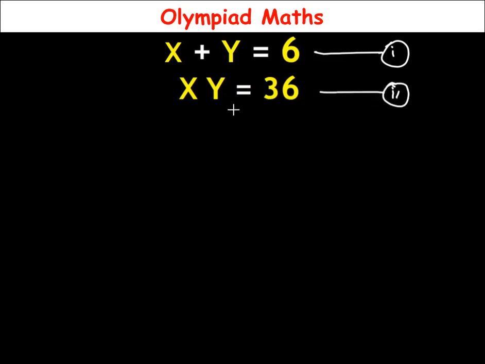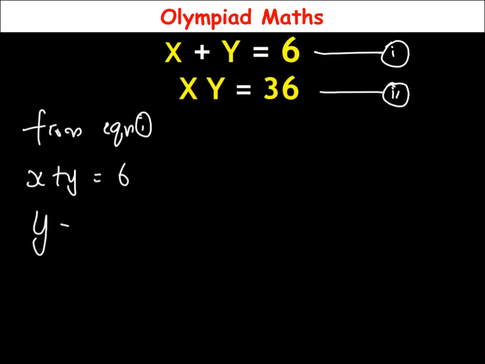Now from here, to solve for the value of x and y, from equation 1, which is x plus y is equal to 6, let us make y the subject of the formula. To do so, we are going to move x to the other side of the equation such that y is then equal to 6, and once x moves over, it becomes minus x. So with this, we have y equals 6 minus x. Let's call this equation 3.